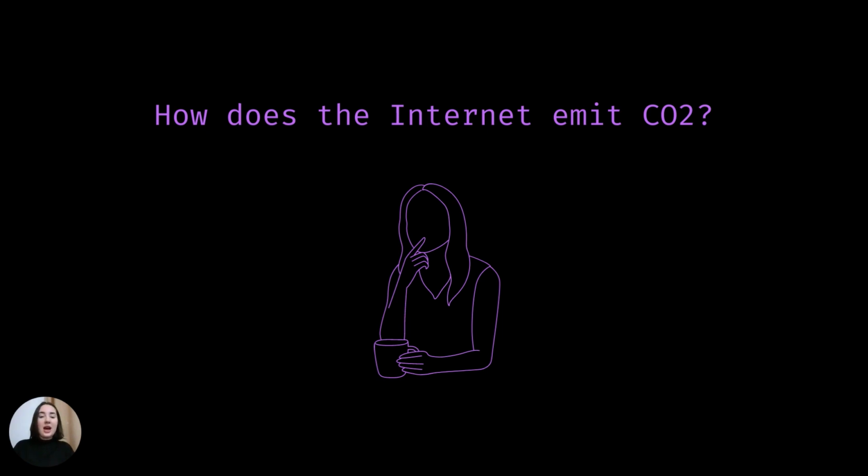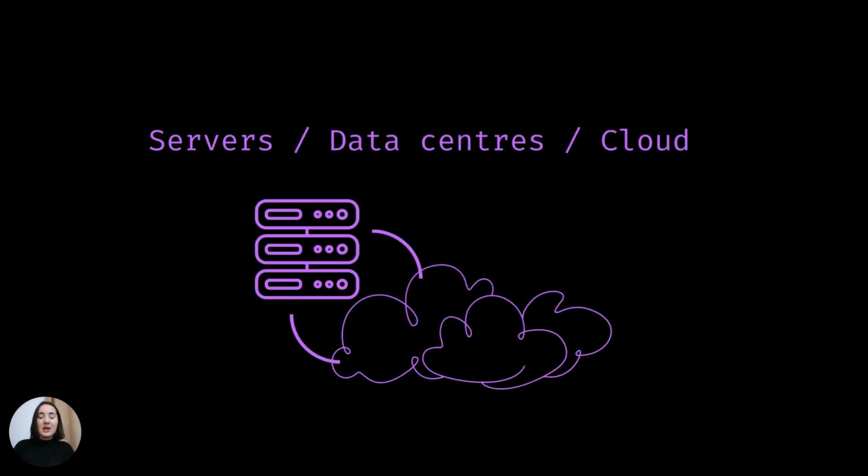You might now wonder, how does it even work? How does the internet emit CO2? Let me answer that question. It all starts with data collection. So we have to think about servers, about data centers, and about the cloud. And data centers, you might think, it's just a building with one server or a few. But the truth is that they are enormous facilities which have to be powered up and cooled down 24 hours, 7 days per week.